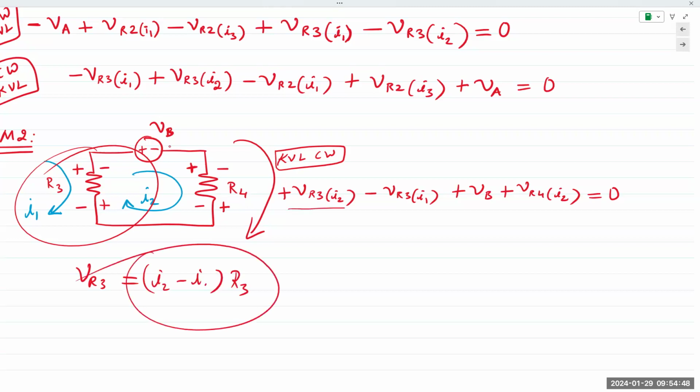I do this step to explain to students how we arrive at this quantity. This is just a subscript. I'm saying VR3 due to I2 and then VR3 due to I1. That's it. It's only for my classes, basically, if you want to call it that. Does that make sense? It's just a subscript and a notation, nothing else.